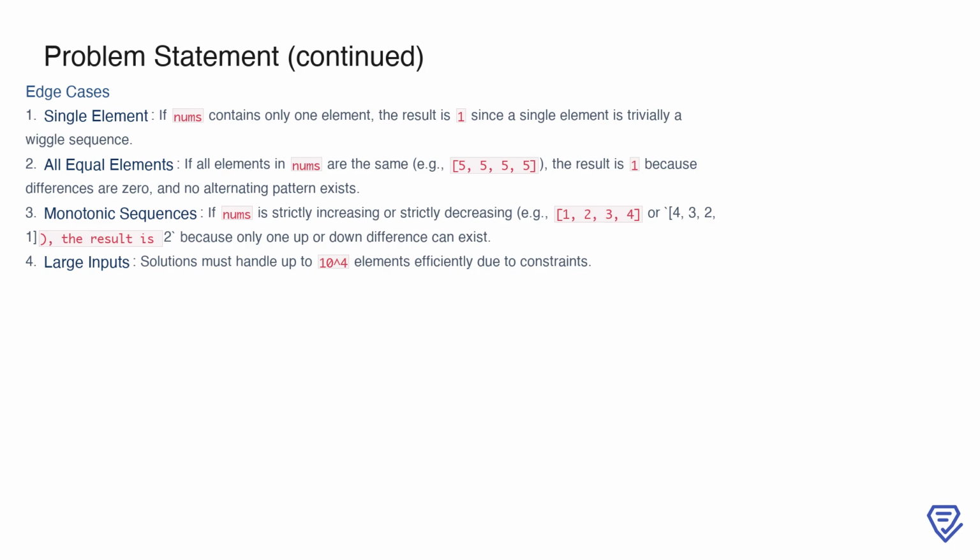Third, in strictly increasing or strictly decreasing sequences, such as 1, 2, 3, 4, or 4, 3, 2, 1, the result is 2 because only one up or down difference is possible. Lastly, since the array can have up to 10,000 elements, the solution must be efficient and handle large inputs within the given constraints.